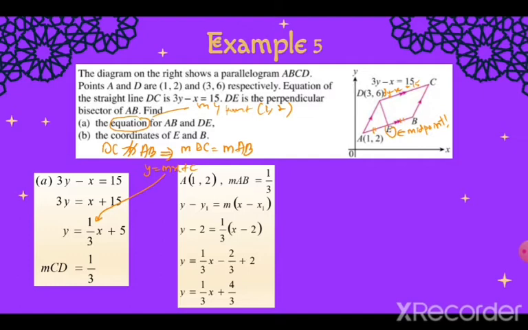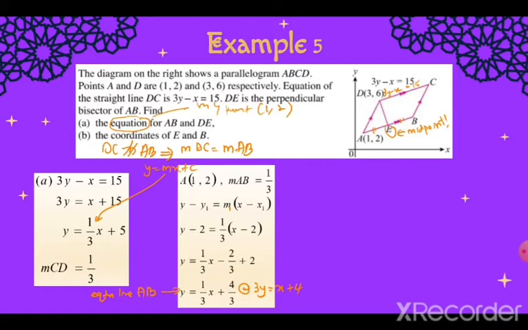Next, we have point A (1, 2) and gradient AB is 1/3. The question asks for the equation, so we use y minus y1 equals m(x minus x1). Substituting all the values, we end up with y = (1/3)x + 4/3. This is the equation of line AB. If you don't like fractions, we can also state it as 3y = x + 4. The same thing.